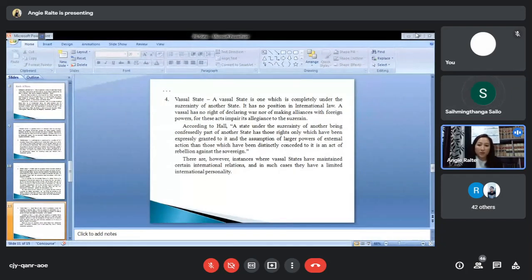A vassal state is one where some of the internal matters are also controlled by other states. They have their power to look after their internal affairs. They have their own autonomy, but some of the matters are controlled by the other state.